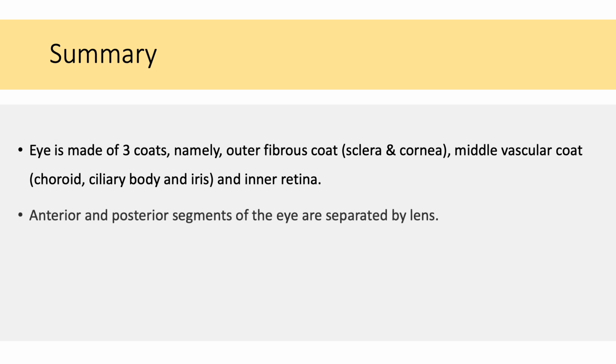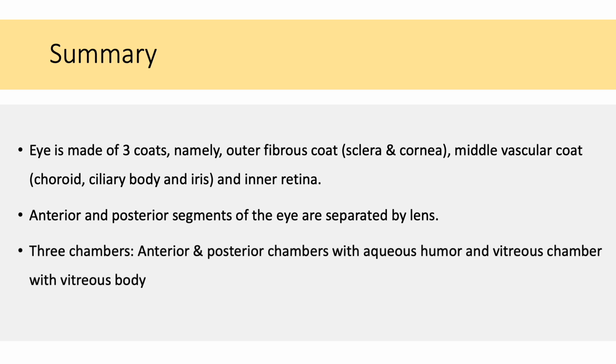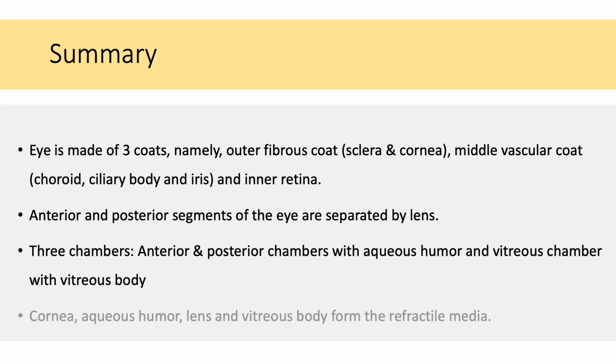Anterior and posterior segments of the eye are separated by lens. There are 3 chambers in the eye: the anterior and posterior chambers with aqueous humor and vitreous chamber with vitreous body. Cornea, aqueous humor, lens, and vitreous body, they form the refractile media of the eye.